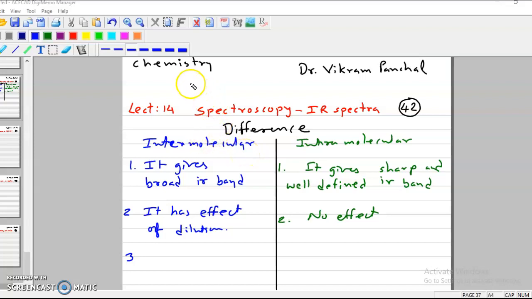This is Dr. Vikram Panchal and I am dealing with spectroscopy for chemistry. This is the lecture of IR spectra and lecture number 14. In this I will explain again factors affecting IR bands.